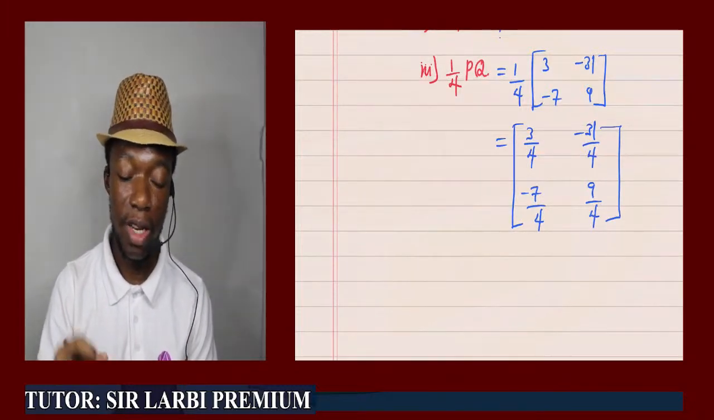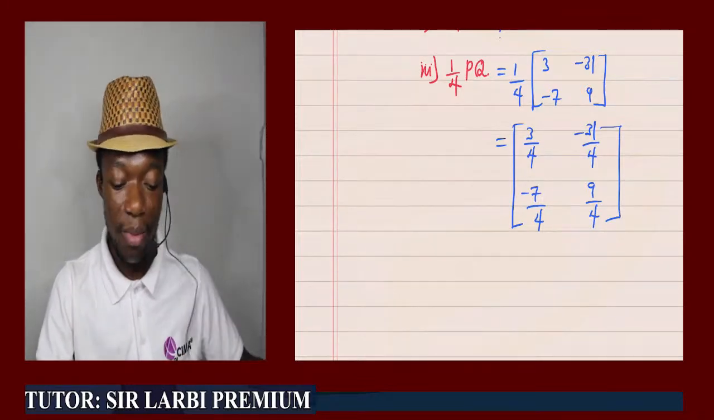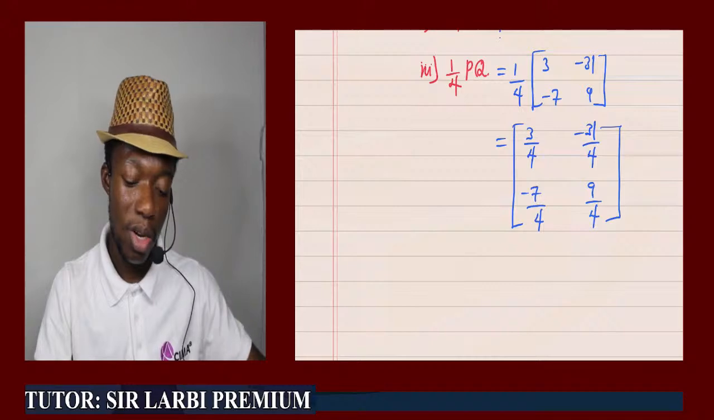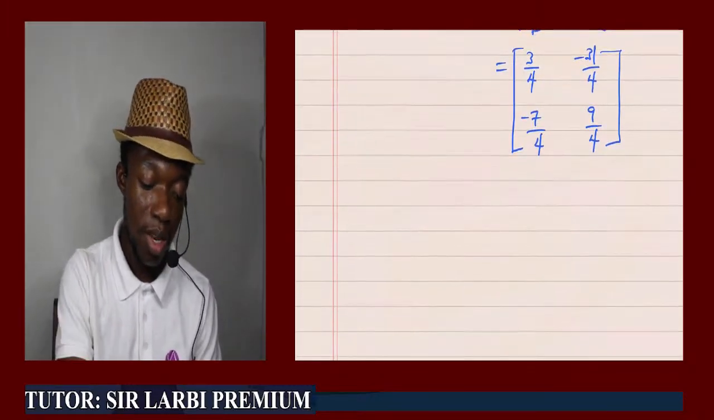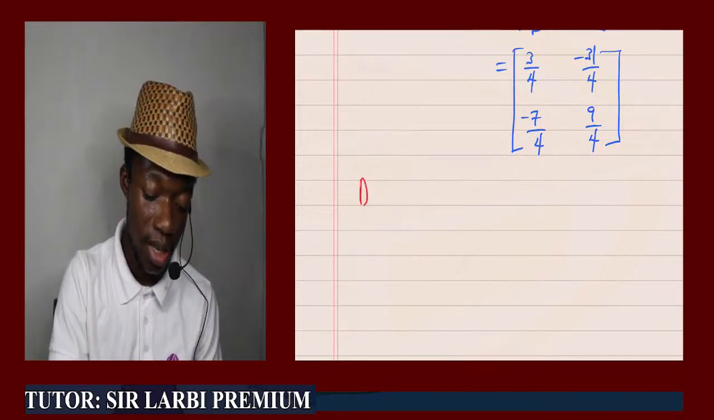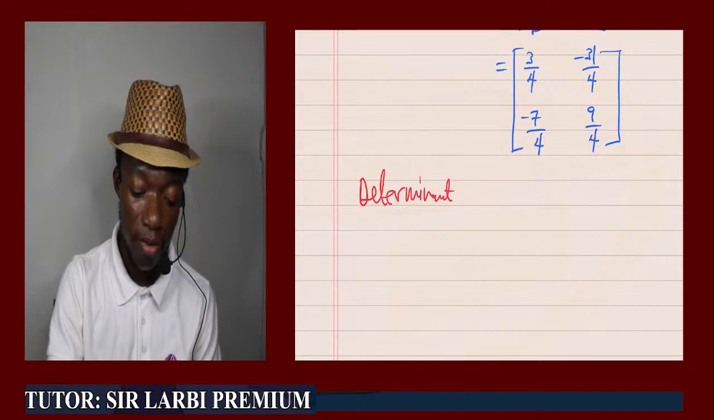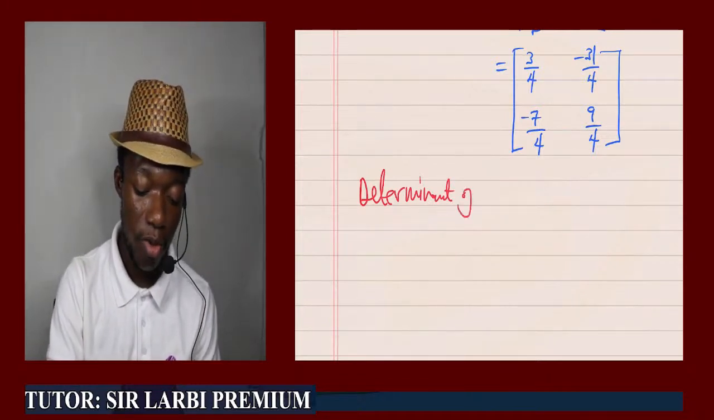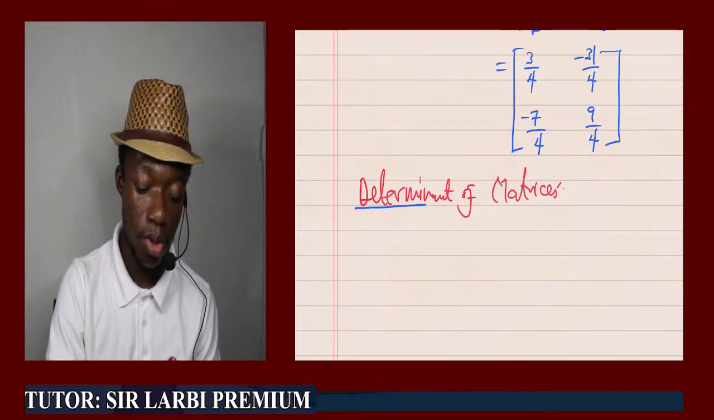To find a single value of a matrix, one of the ways we can do that is to find the determinant of that matrix. So the determinant of a matrix is also something that you need to take into account. Let's discuss the determinant of a matrix. Any question, drop in the chat for us. Determinant of matrices generally. So let's flow.